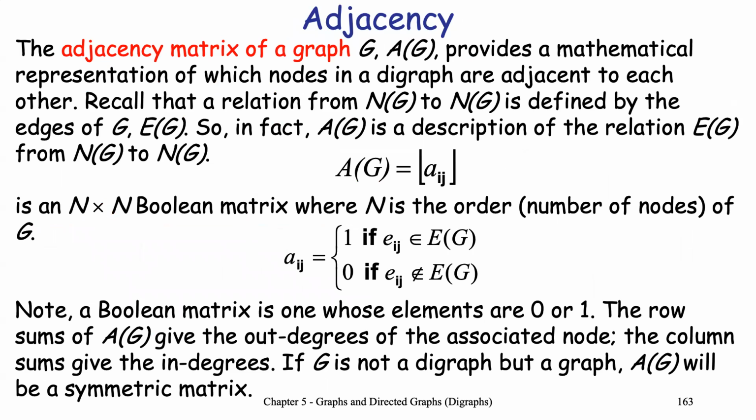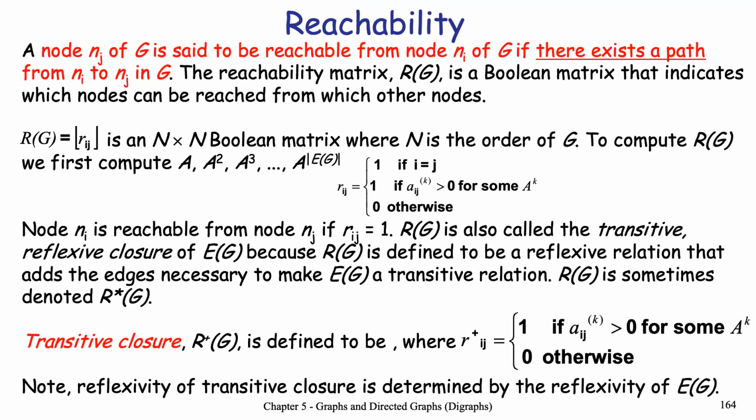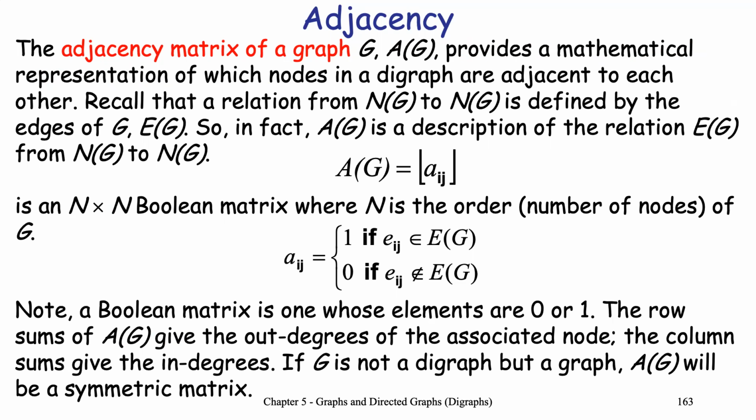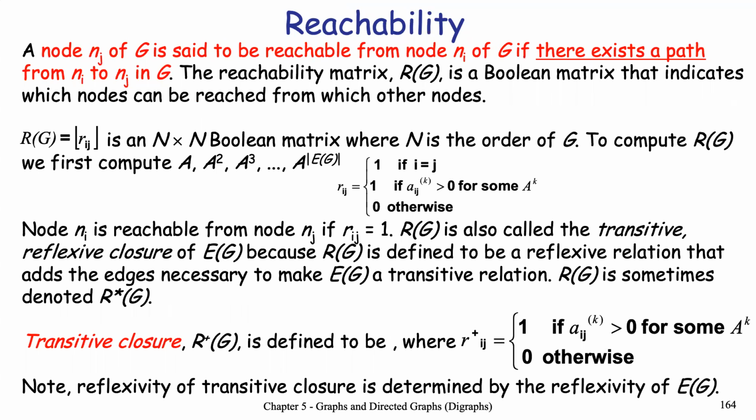So the adjacency matrix of a graph G, A of G, provides a mathematical representation of which nodes in a digraph are adjacent to each other. So this can be something that you would see laid out in a matrix, a 2-dimensional matrix showing the connectedness, but there are some other possible ways of how that could be laid out. So we have adjacency. So what is connected to something else? And then we have reachability. If it's 1 or 2 removed, you have to jump between different points to get to the next node. You're trying to see what type of reachability exists.